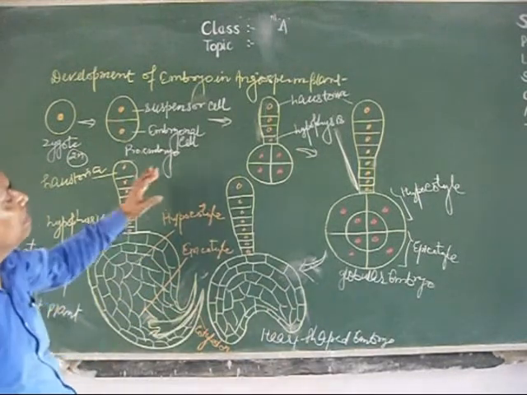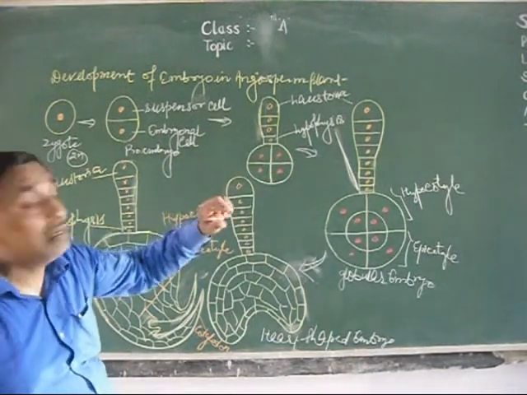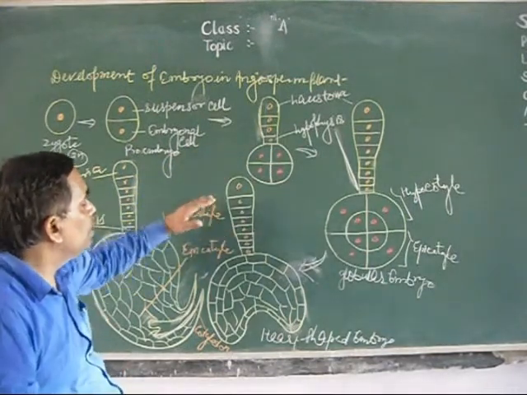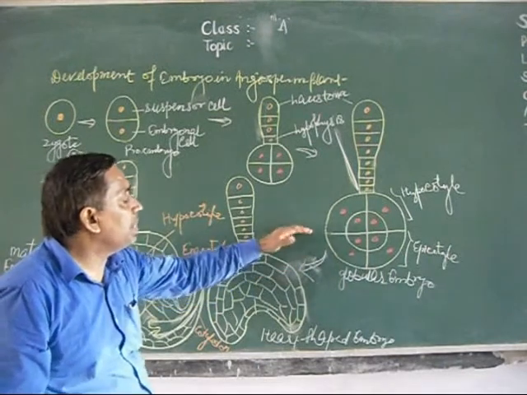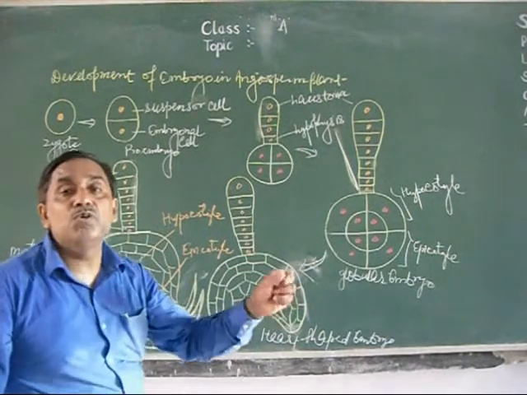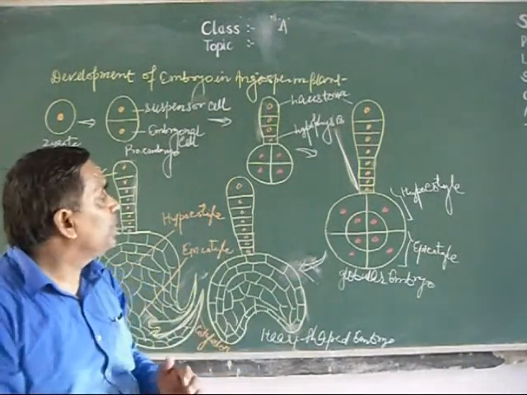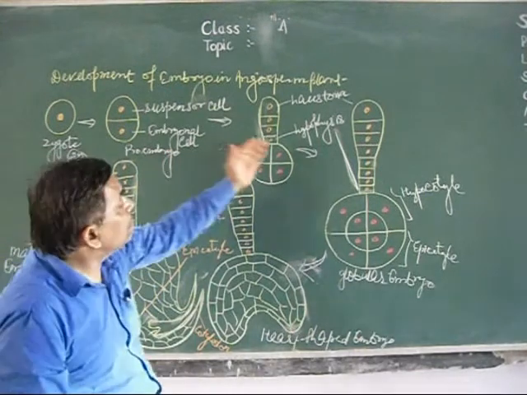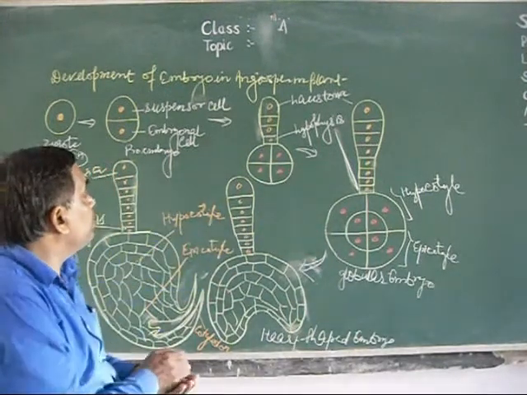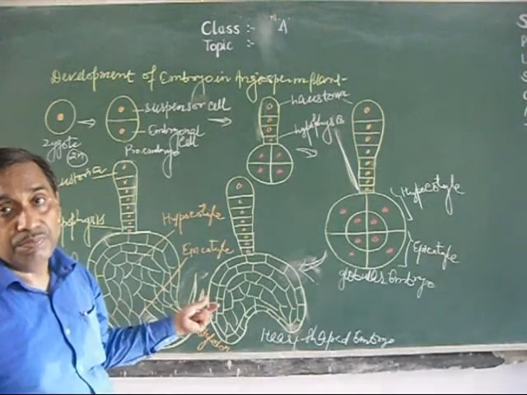Here the development of embryo in both dicot and monocot plant is same in early stage, but later stage in dicot seed the embryo contain two cotyledons, and in monocot seed the embryo contain only one cotyledon. So here this is all about the development of embryo in dicot seed. Thank you very much.